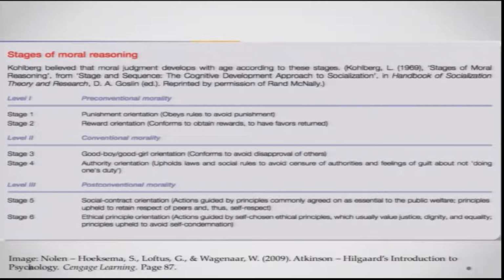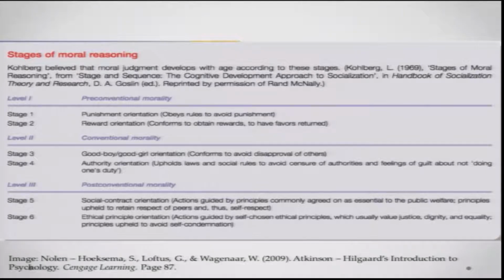Say for example, if I agree with you here, I expect you to agree with me at a different point in time. Then comes conventional morality. Conventional morality basically has this good boy, good girl kind of orientation. If I follow this moral code, I will be considered a good boy by my teachers, by my parents, by my friends, etc.